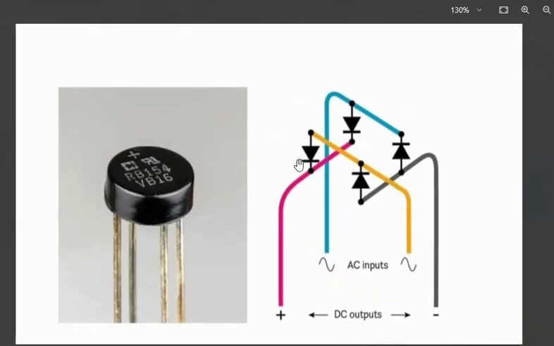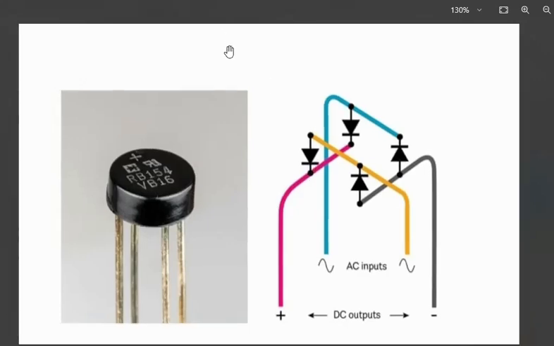You can see this in a picture. And when an AC voltage is applied to the bridge, the diodes allow current to flow in only one direction, effectively converting the AC voltage into a DC voltage. This results in pulsating DC output, which can be further smoothed out using a capacitor.